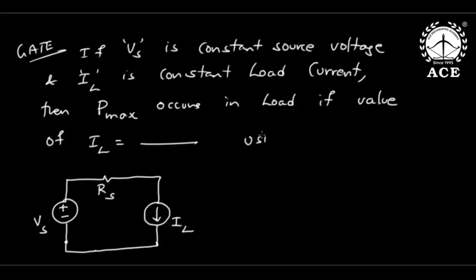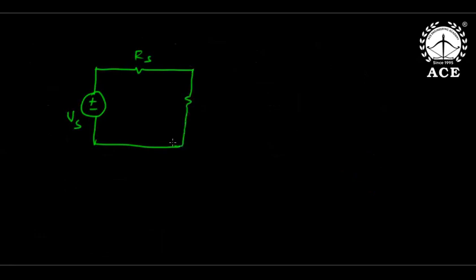So let us use the substitution theorem. What I will do is let IL be VL by RL. So I will write this IL as VL by RL. This is VS, however, this is RS. So this I will write as VL by RL. This is nothing but RL and this is nothing but VL.